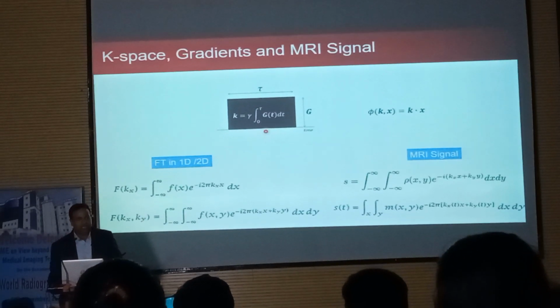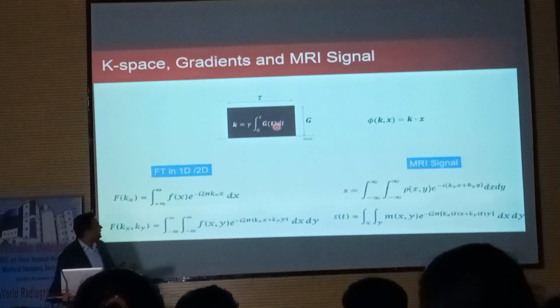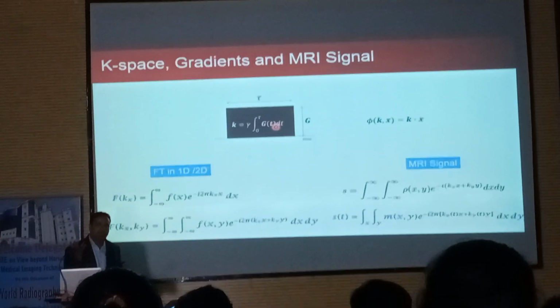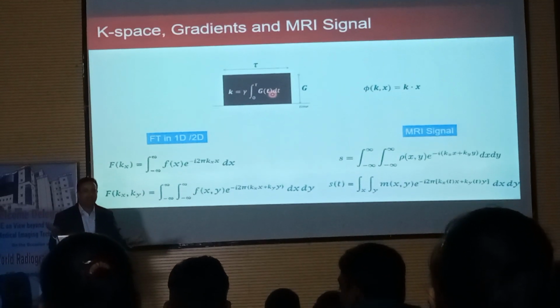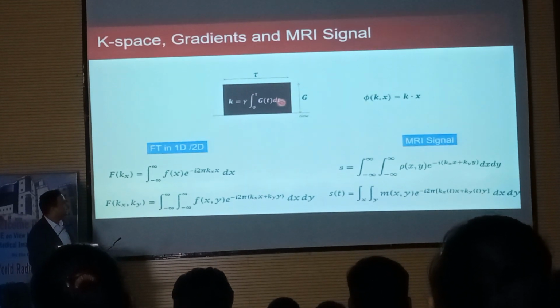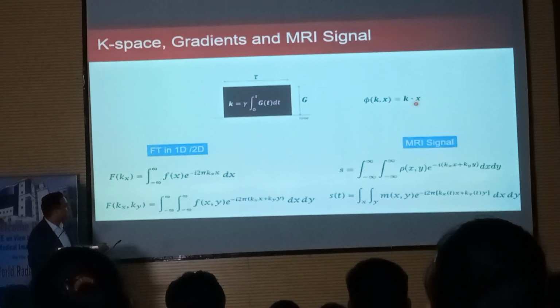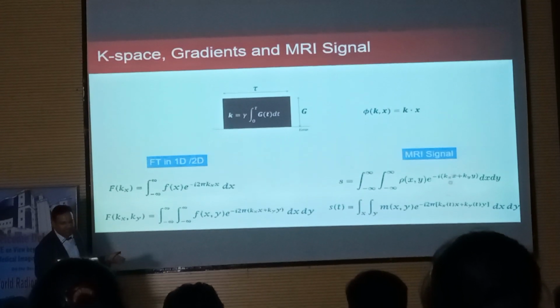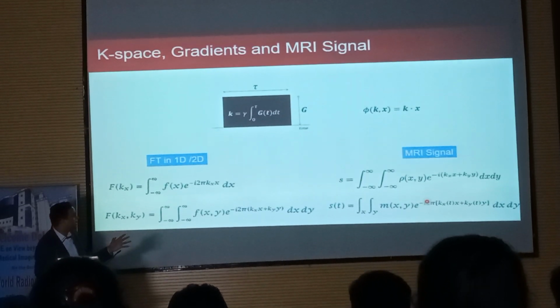K value होती क्या है? K जो है वो आपका integration of gradient strength है. MRI में तीन तरह के magnets होते हैं, एक main magnetic field, एक RF और एक gradient. So the K value varies with the gradient strength and the phase value with the K times X. This is the MRI signal equation. This is a very complex equation and it's a very famous equation as well.